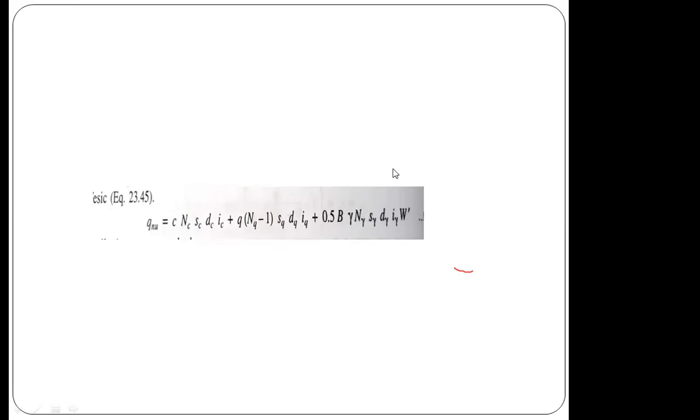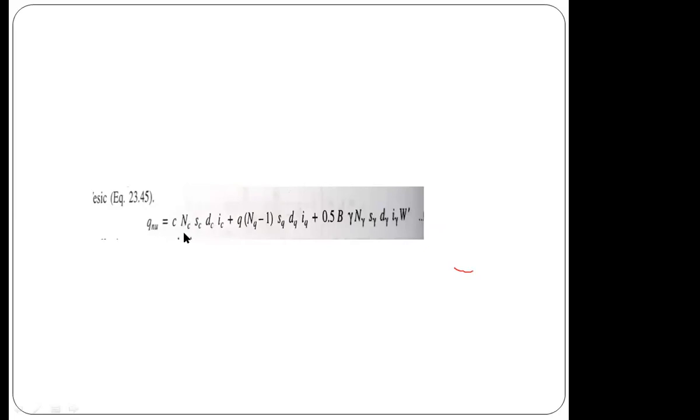Of course, sometimes the cohesion term or the surcharge term will be avoided in special cases like cohesionless soil or pure cohesive soil. In those cases these terms will be avoided. But generally the equation will look like this with the three terms. It was mentioned for you already in Terzaghi's derivation.